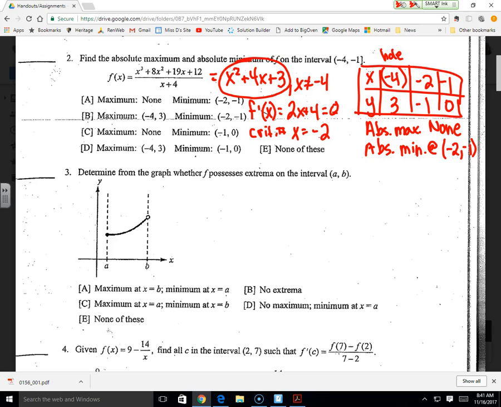Same reason here, pause, look at number 3. Can I say there's an absolute max at B? No, because it's a hole. If there's a hole algebraically, same thing as if there's a hole graphically, I can't have a max there. But that would have been the max, right? Which is why I say none, because what would have been the max is missing.